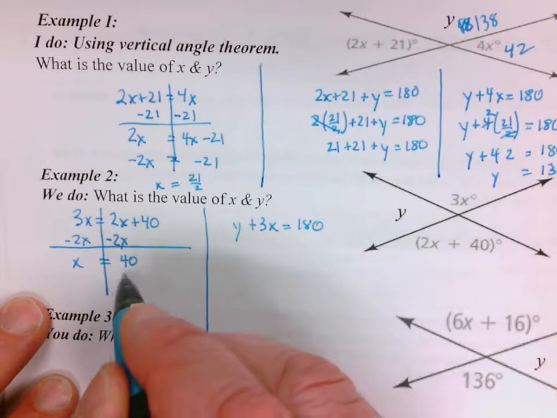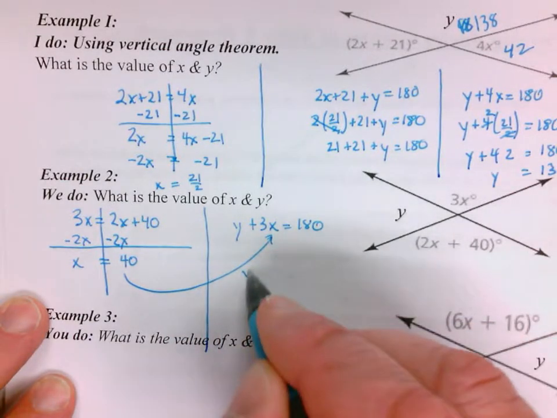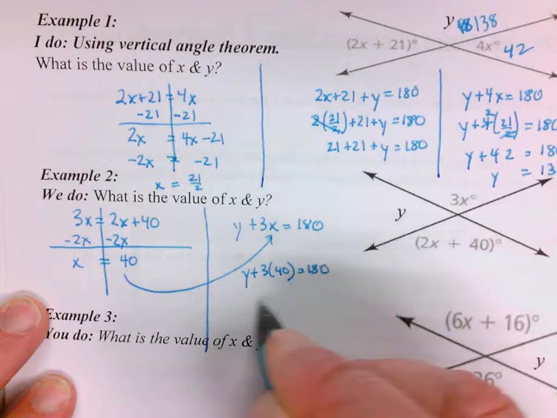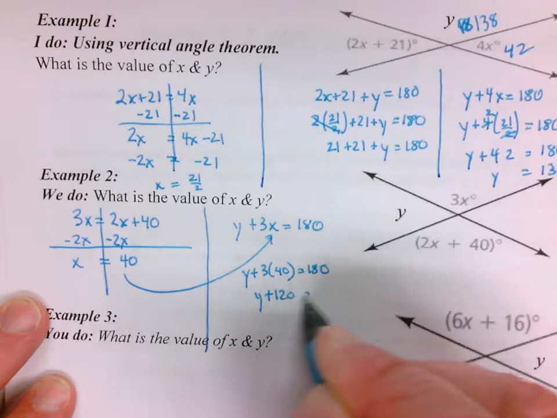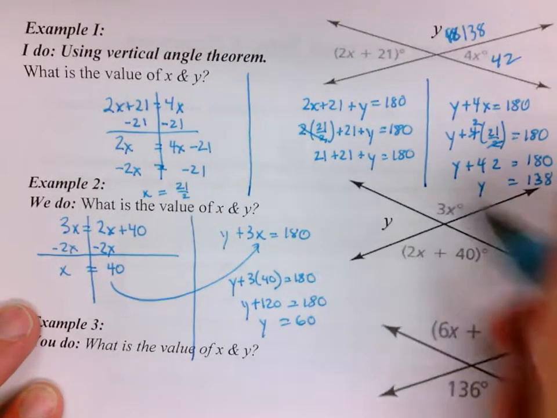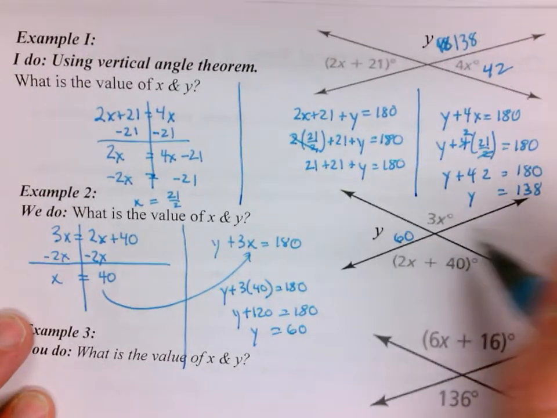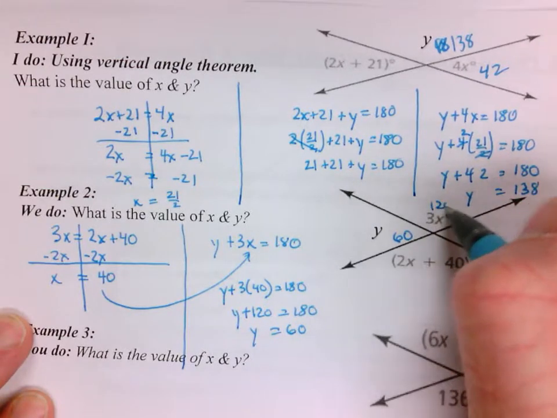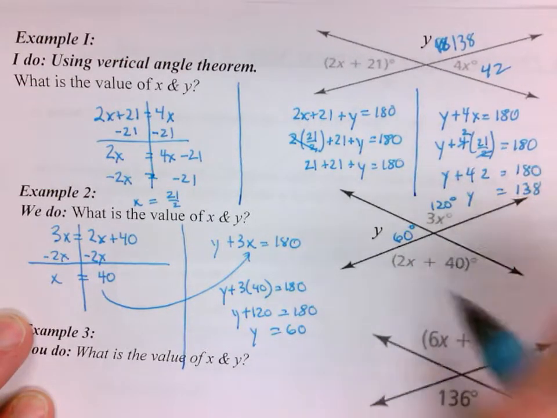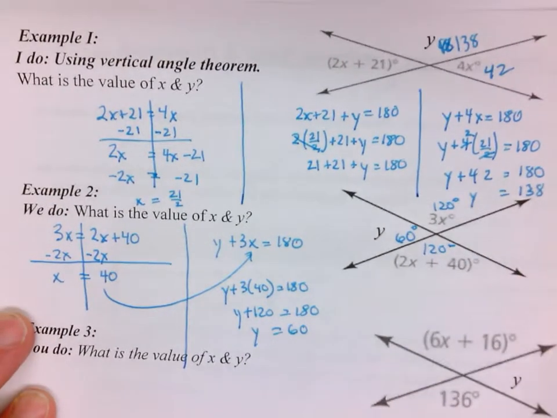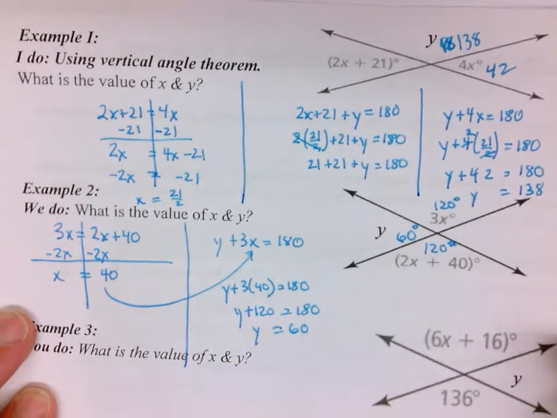Take your x equals 40, plug it in for x. y plus 3 times 40 equals 180. So y equals 60. If you plug in there 60, we said x was 40, so 3 times 40 is 120. Just make sure that those add up to 180. 2 times 40 is 80 plus 40 is 120. So all the numbers work out.